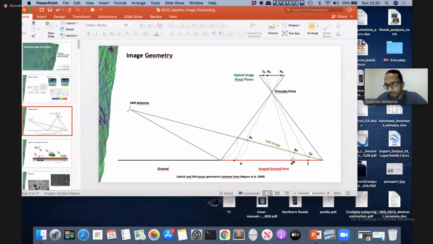So we convert the slant range image to ground range, and that ground range image will be matched with the ground range image coming from the optical sensors. That is basically what is happening.